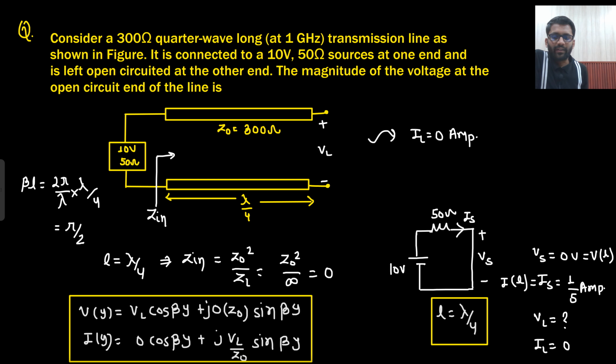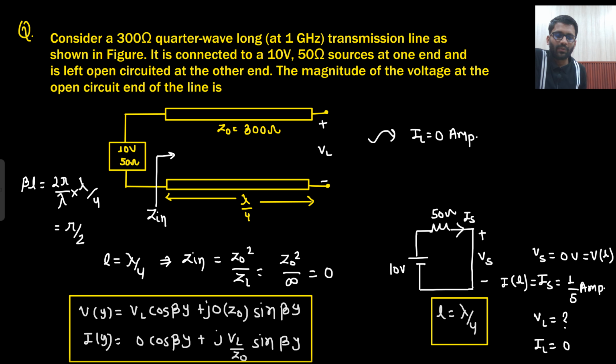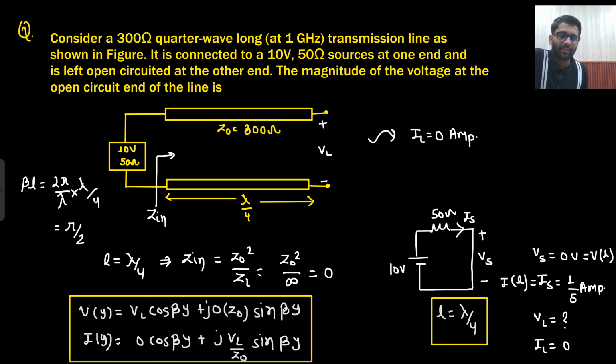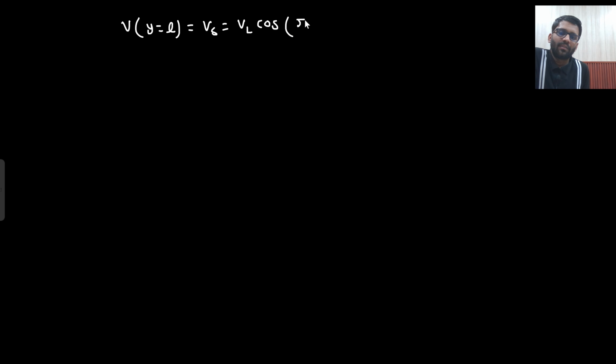So as per this, what can we write? My voltage at y equals to L, that is given as Vs, and that is equals to VL cos beta L. What is the value of beta L? That is pi by 2. Are you sure? Cos beta L, yes, it is pi by 2 only. And this is equals to Vs, which is already given. So if you solve it, what is cos pi by 2? Cos pi by 2 is 0 and Vs is also 0. So certainly you are getting 0. From here you are not getting anything conclusive.